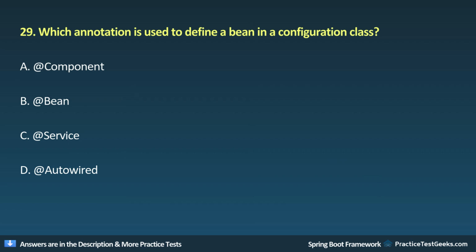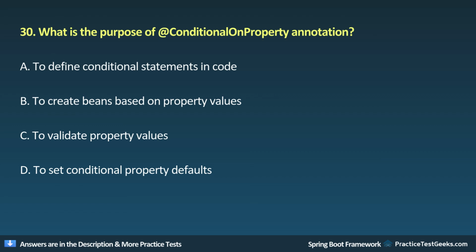A. @Component. B. @Bean. C. @Service. D. @Autowired. 30. What is the purpose of the @ConditionalOnProperty annotation?